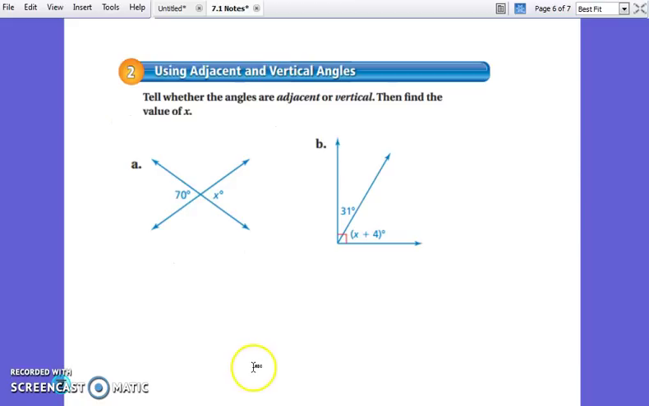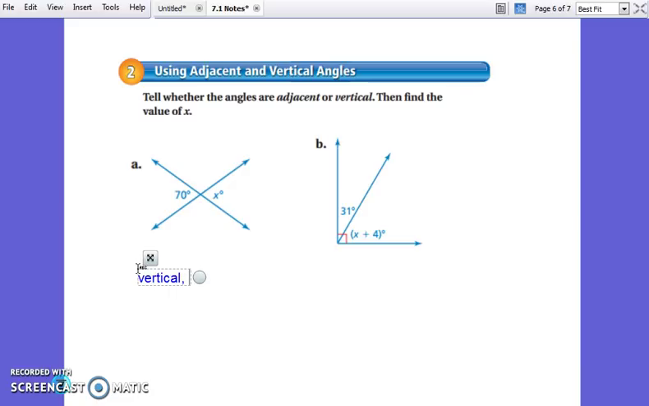Okay, example 2 says, tell whether the angles are adjacent or vertical, then find the value of x. Well, if you look at these two, and if you look back at your definition, vertical angles are angles that are right across from each other, right? So I'm going to answer this one as vertical angles.